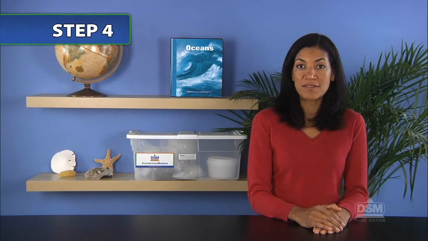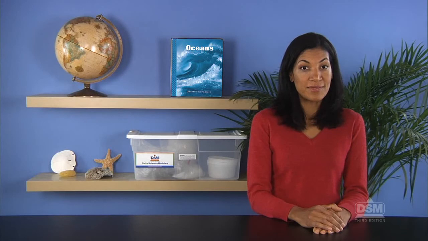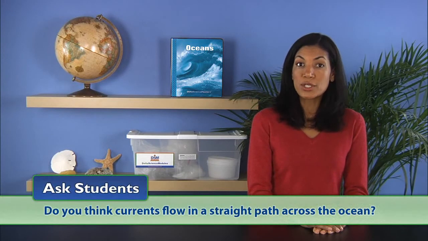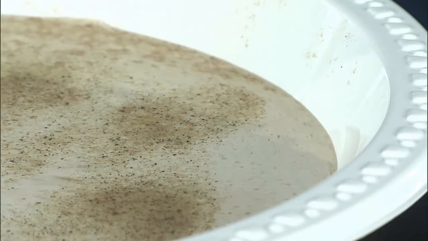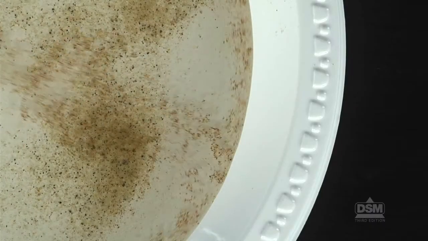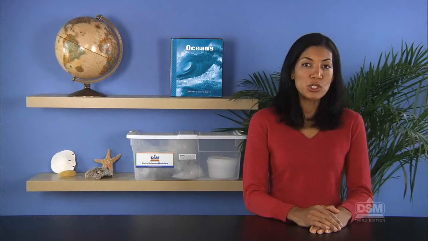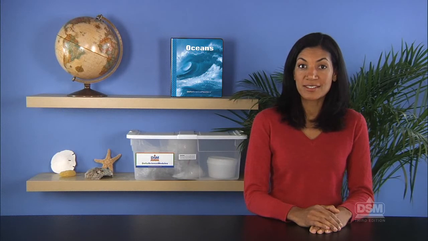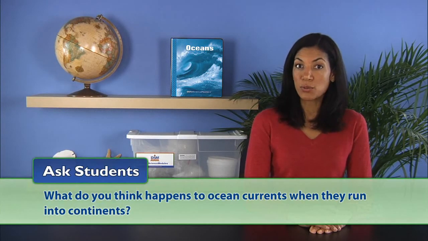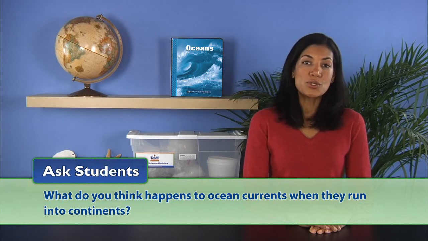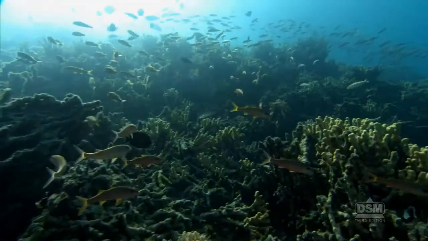Next, distribute Activity Sheet 7, Part A. Ask students, do you think currents flow in a straight path across the ocean? Instruct students to blow across the water again and observe what happens when the water hits the curved edge of the plate. Make sure to point out that the water turns. Ask students, what do you think happens to ocean currents when they run into continents? Students may suggest that landforms such as continents, islands, and reefs are obstacles to currents and change the direction of their flow.